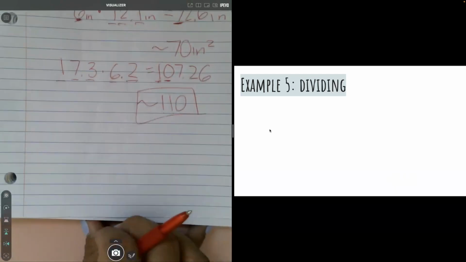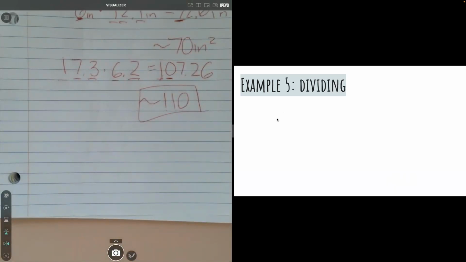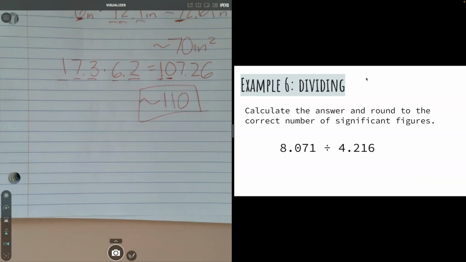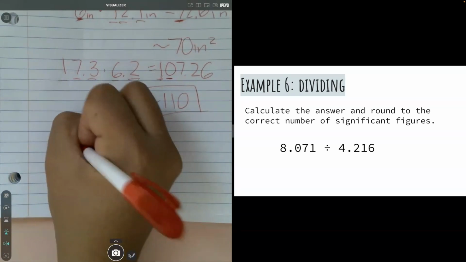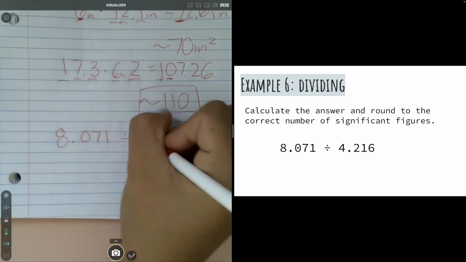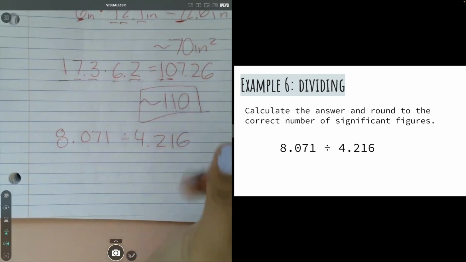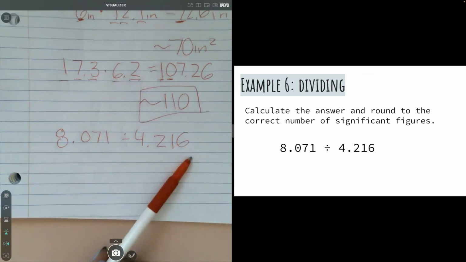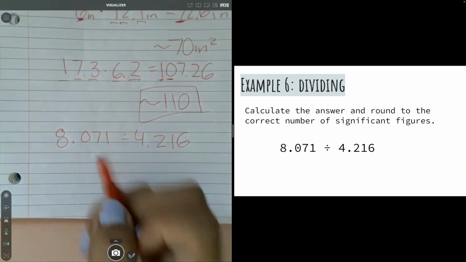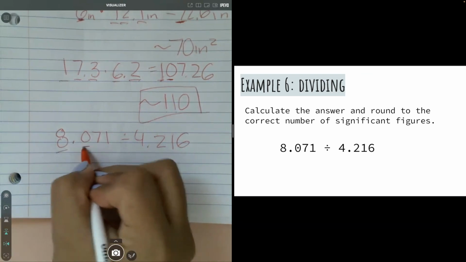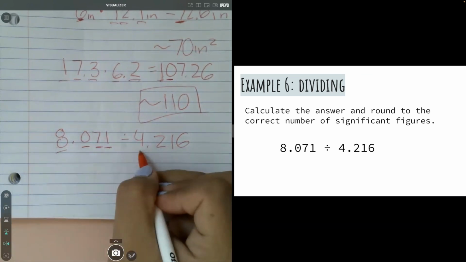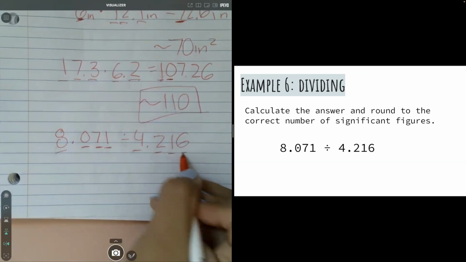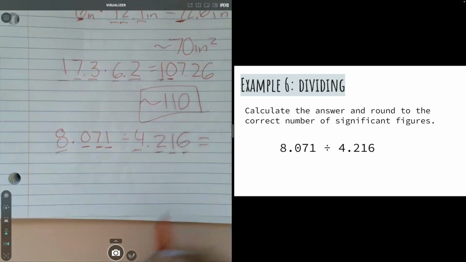Our next example is going to be with division. With division, we have 8.071 divided by 4.216. This is going to be the same concept, counting which one has the least amount of significant figures. Here we have 1, 2, that 0 is significant because it's between 2 non-zeros, 3, 4, and over here we have 1, 2, 3, 4. So our answer should have 4 significant figures.